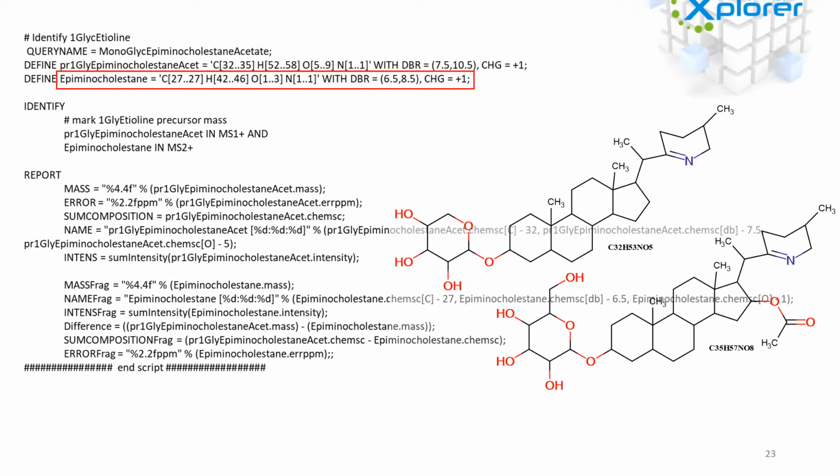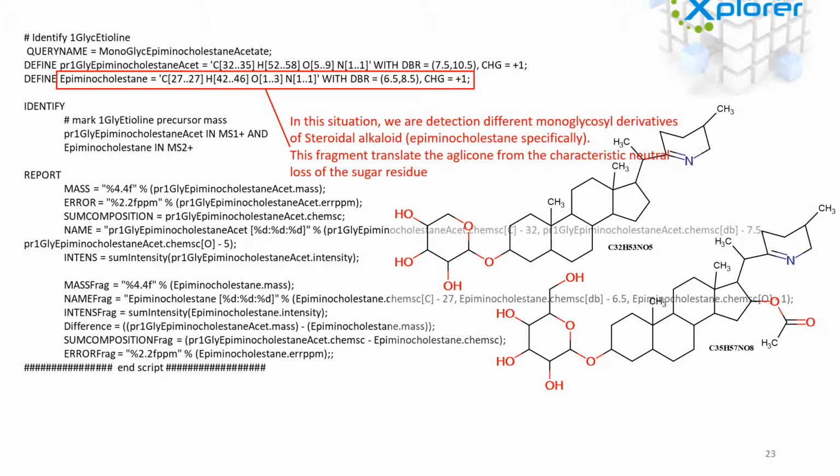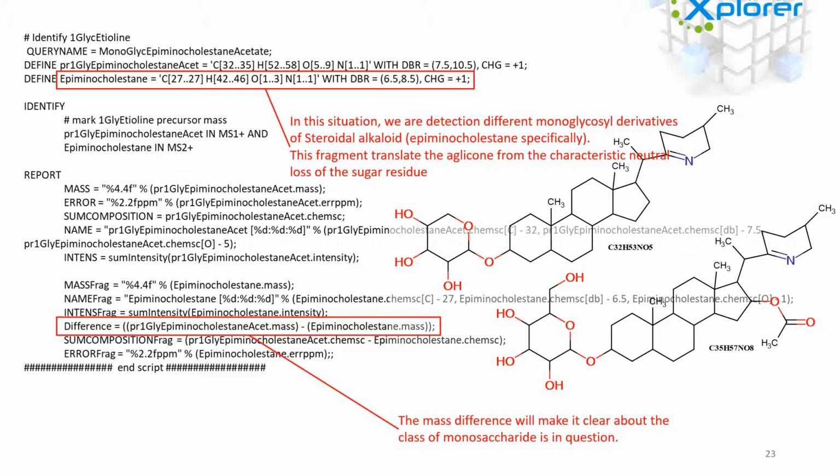In this other case, we have detection of monoglycosyl derivatives of steroidal alkaloids, epimenocholesterol specifically, and in this case we have the possibility for acetylation. Note that the fragment that we are looking for is the aglycone itself, and the difference here in the headings of the report section, this difference will make it clear about the class of the monosaccharide in question. We can do that for monosaccharide, disaccharide, or trisaccharides, and so forth.